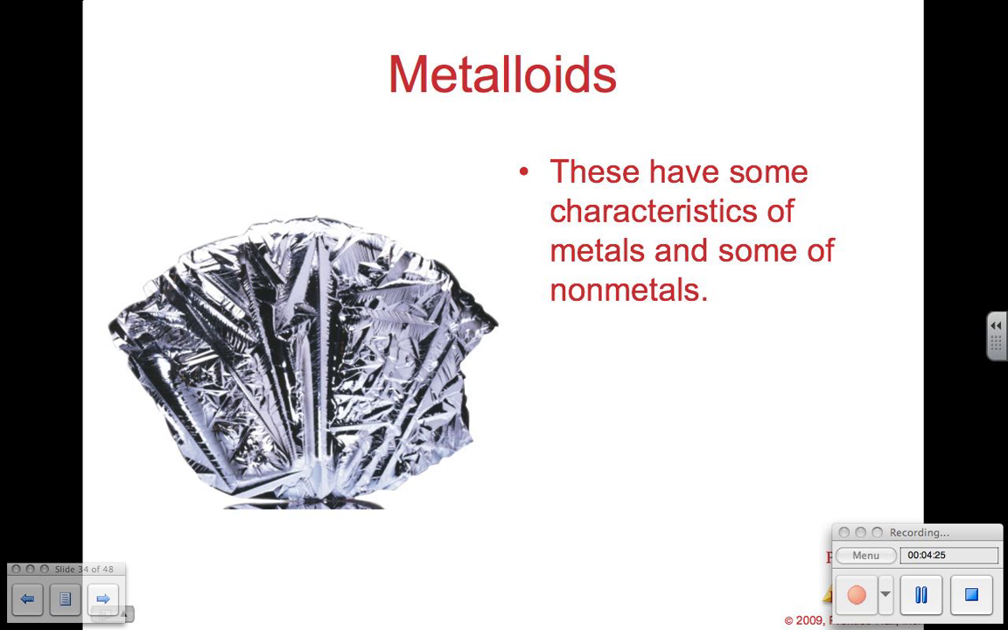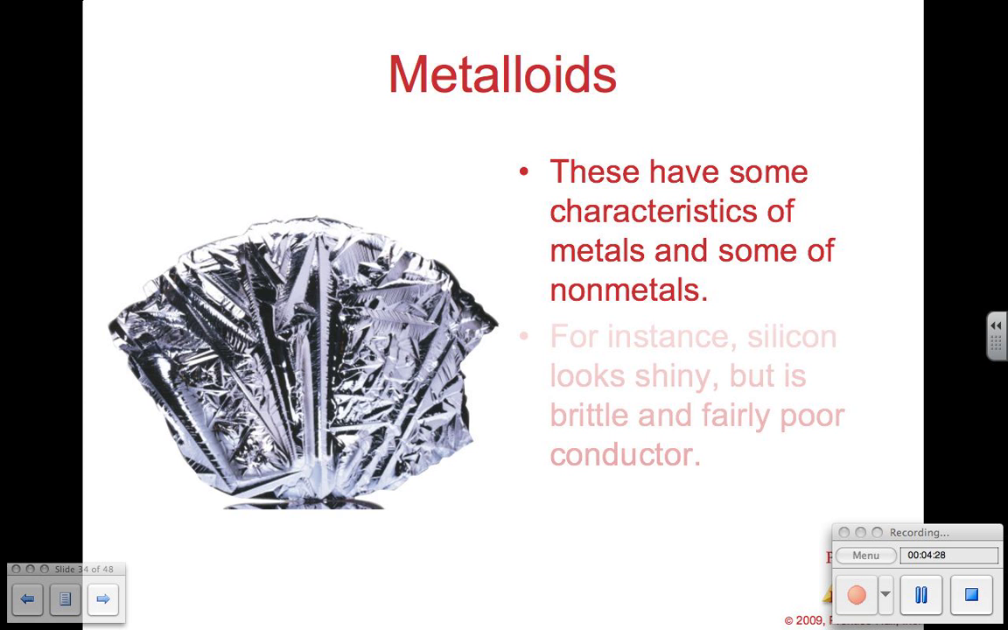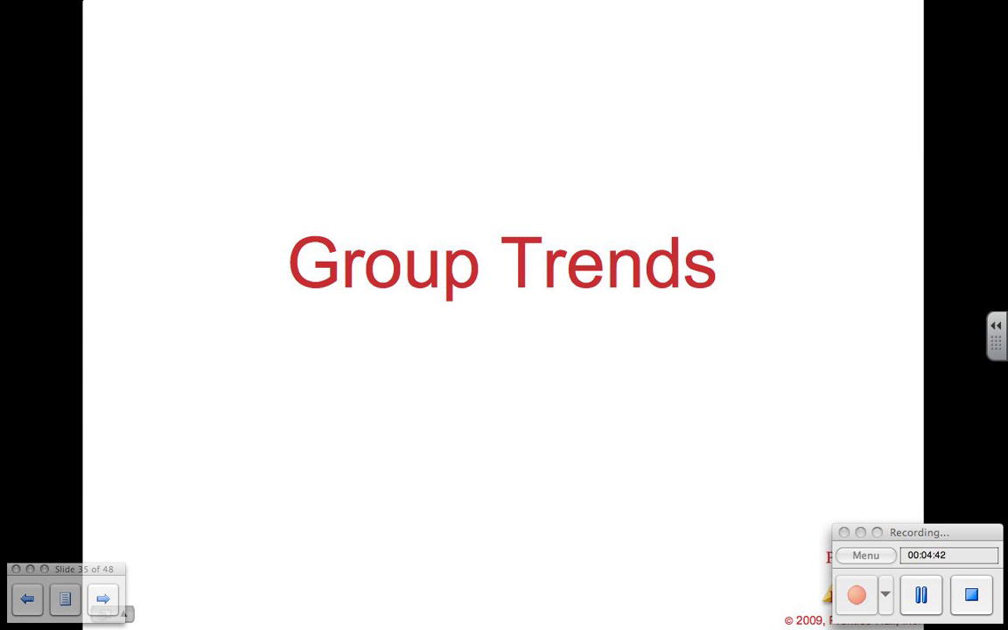So metalloids have characteristics that are a blend of metals and nonmetals. Silicon looks shiny. It's the object there on the left, but it's brittle and it's not a great conductor. And that's it. We'll go into group trends tomorrow.